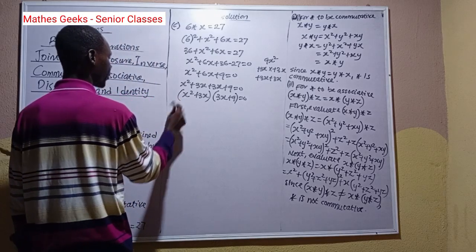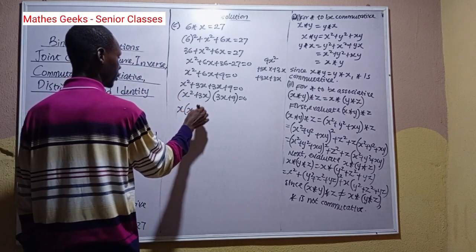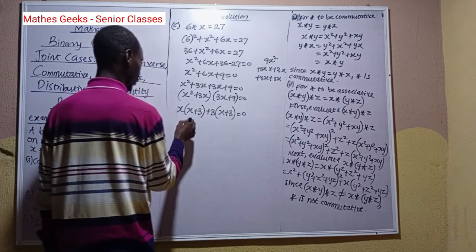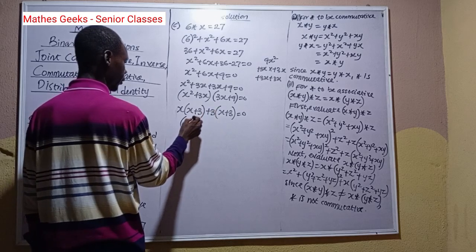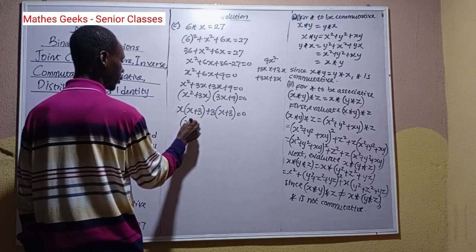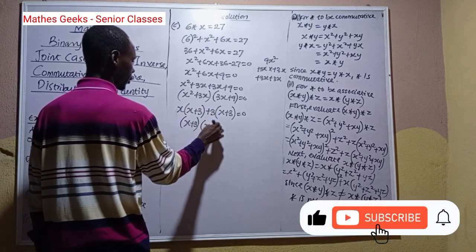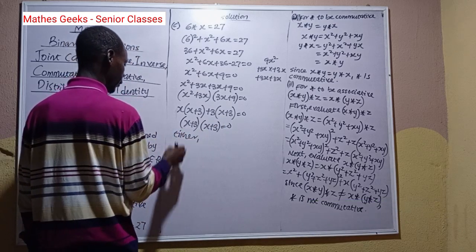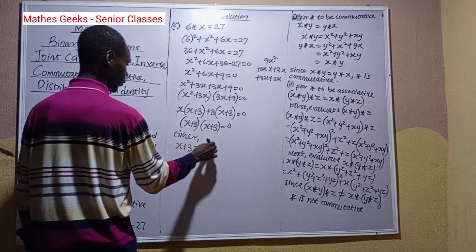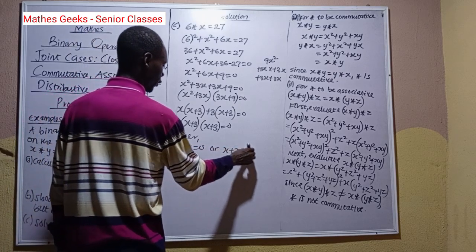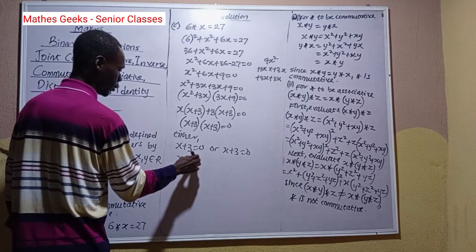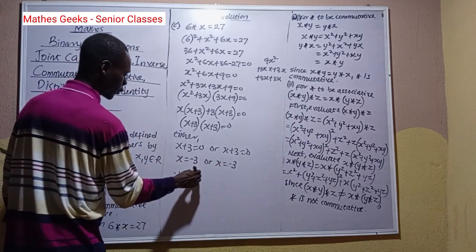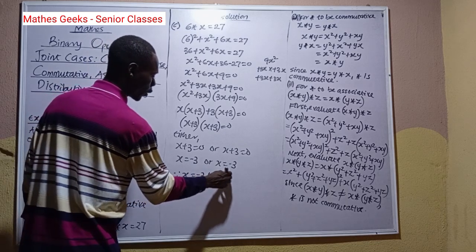Now x plus 3 plus 3x plus 3 equal to 0. So we factor x plus 3 out: x plus 3 and x plus 3 equal to 0. So we say either x plus 3 is equal to 0 or x plus 3 is equal to 0. So x equal to minus 3 or x equal to minus 3. Therefore x equal to minus 3 twice.